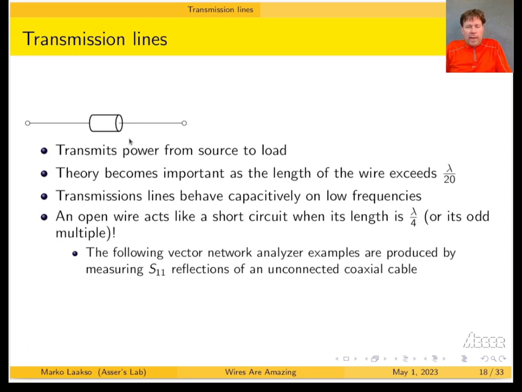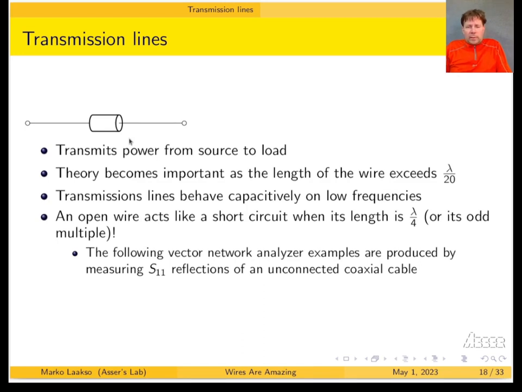Transmission lines behave capacitively at low frequencies, but then as the frequency increases, these inductive impedances become a significant part of that.